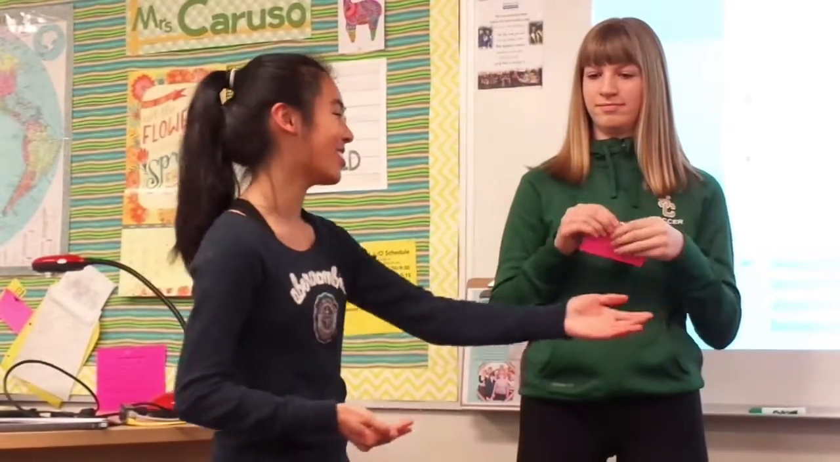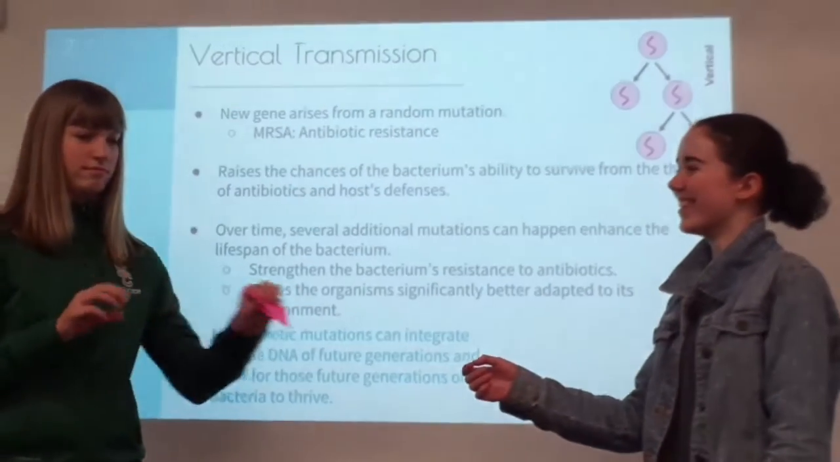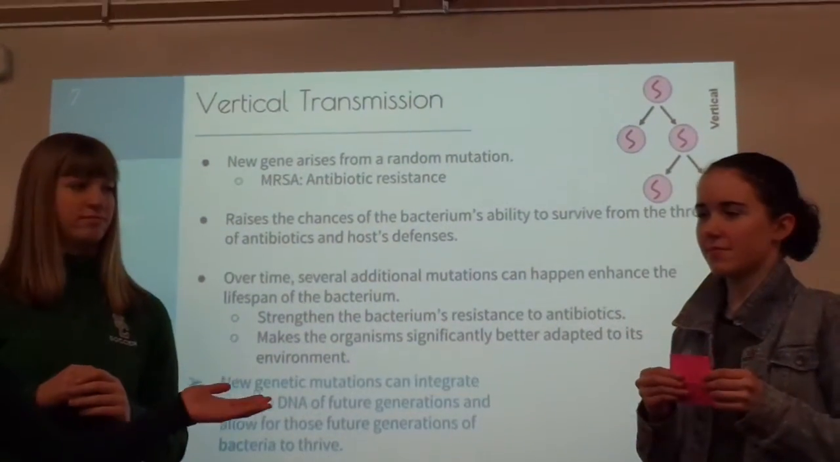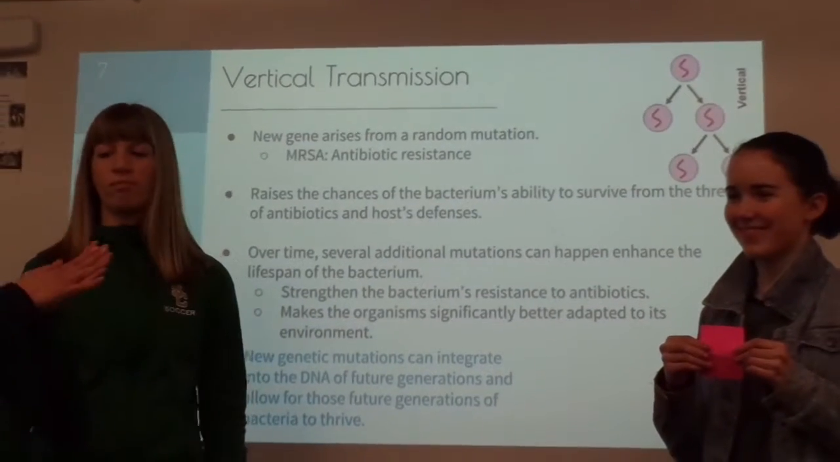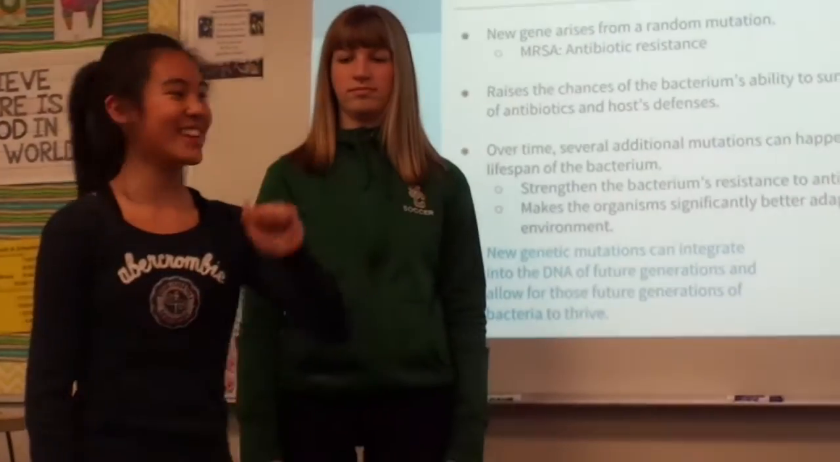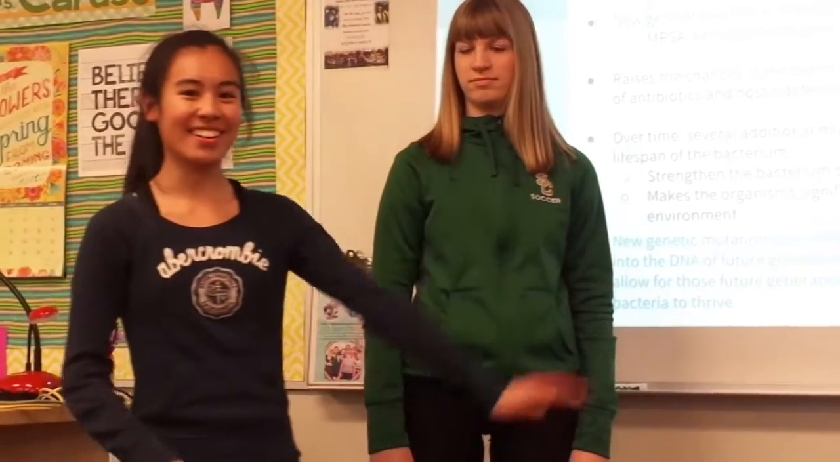later in time she can pass on those genes to her offspring, and so Gigi, another bacterium, receives these genetic resistance genes, and that makes her resistant as well. So that's another way MRSA is resistant to antibiotics. So a random mutation and then passing it on to offspring.